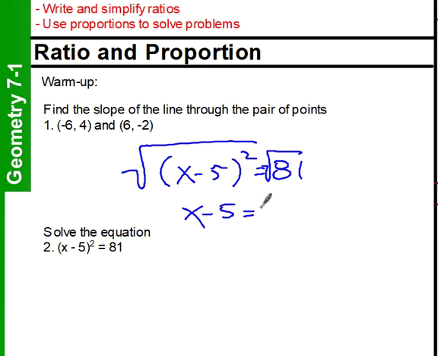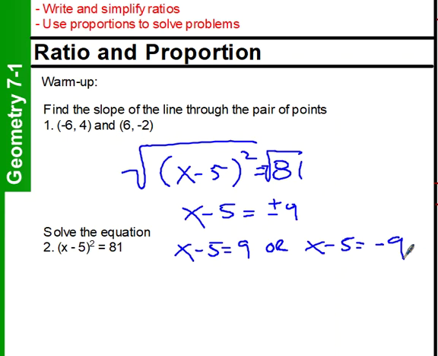Square root of 81, now here's the trick. Square root of 81 could either be positive or -9. So that's plus or minus 9. So at this point, we're going to split this into two different worlds. We could have x minus 5 is equal to 9, or we could have x minus 5 is equal to -9.